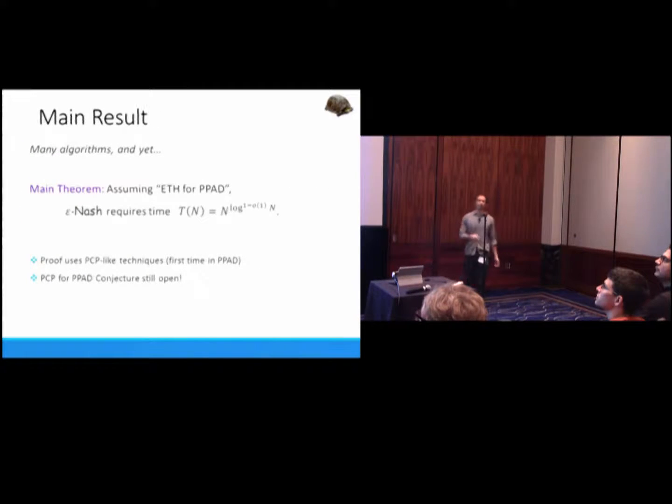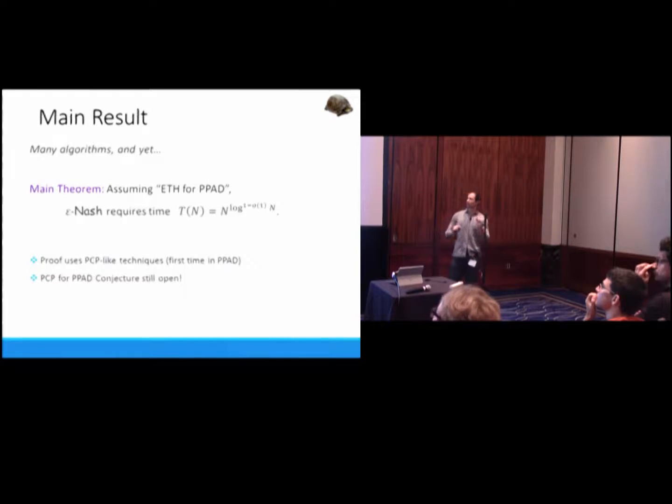And finally, the main theorem is that if you are willing to assume this ETH for PPAD, then approximating Nash in a 2-player game actually takes quasi-polynomial time. Let me just comment that the proof uses PCP-like techniques. This is the first time in PPAD that anything, even error-correcting codes, are used. And I also want to comment that there is a conjecture of what would be a PCP for PPAD, and this conjecture is still open, despite the fact that we have PCP-like techniques here.